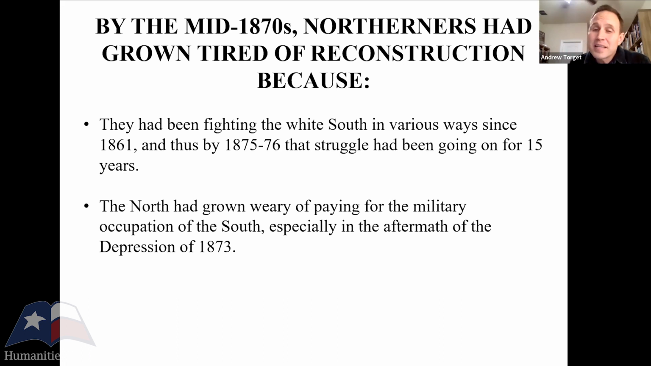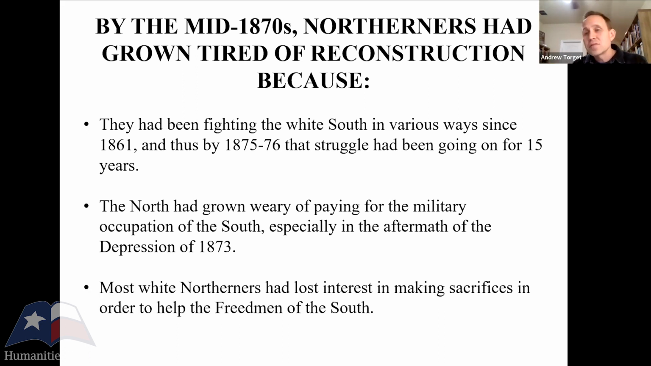And then as part of that, particularly in the aftermath of the Depression of 1873, Northerners were tired of paying for the military occupation of the South and everything that came with it. That's one of the reasons that the Freedmen's Bureau had been discontinued in 1868. So, they're tired of it. They're also tired of paying for it.